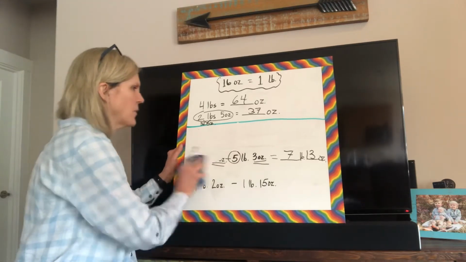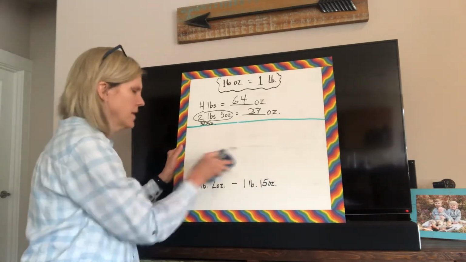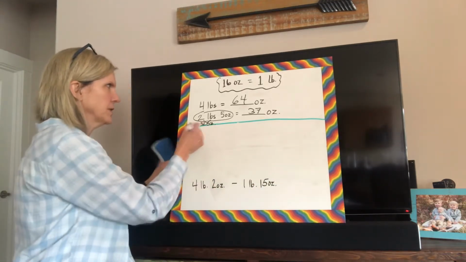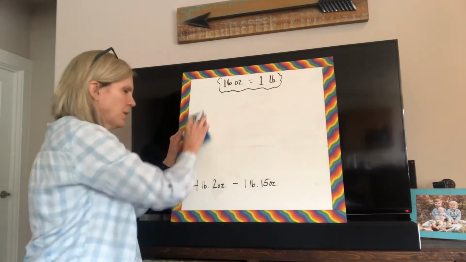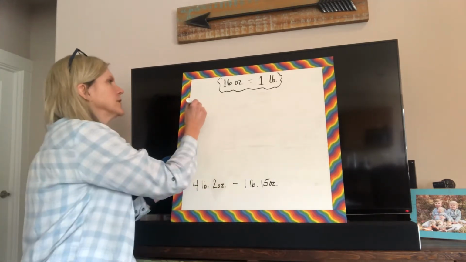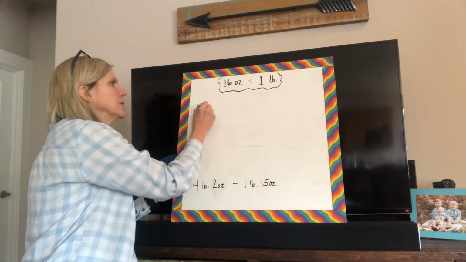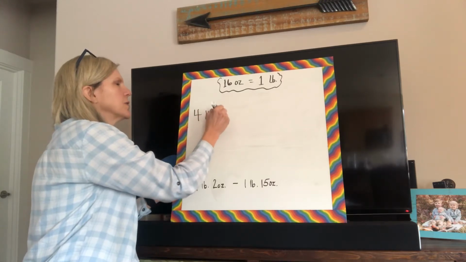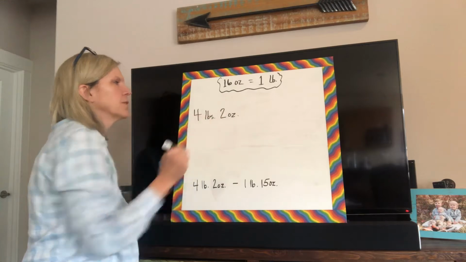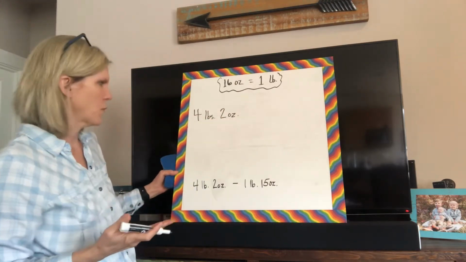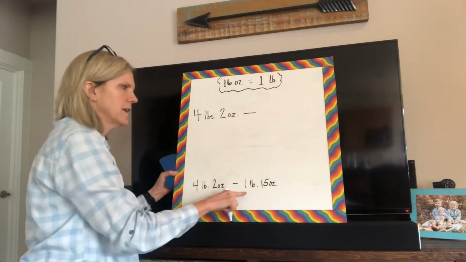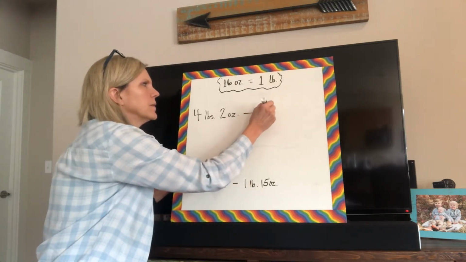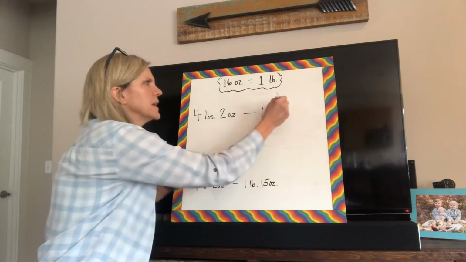Okay, we're going to erase that one and let's do another one together. I'm going to erase all of that so we have more room. It's 4 pounds and 2 ounces. Feel free to do this with me on a piece of paper if you want. And we're going to take some out of that. We're going to take 1 pound and 15 ounces.